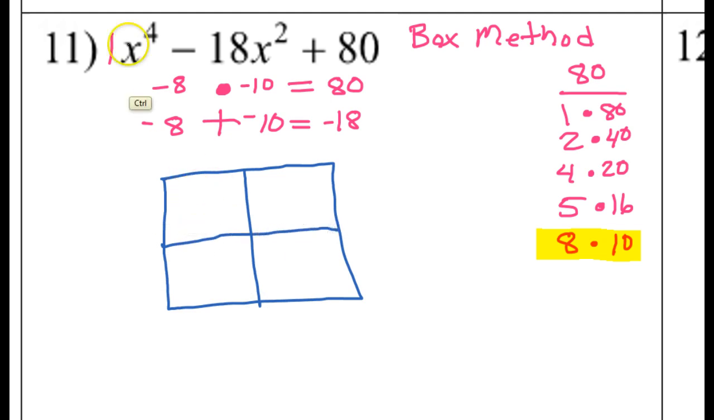Okay, the first term goes in the first square. So I'm just going to write x to the fourth power. The last term goes in the last square, so 80 goes here. In the other two squares, I'm going to use the two numbers that we just found. But what I'm really doing is I'm splitting up the middle term, negative 18x squared. I'm splitting it up into two terms. So that's why I'm going to use x squared. So I'm going to do negative 8x squared, and I'm going to do negative 10x squared.